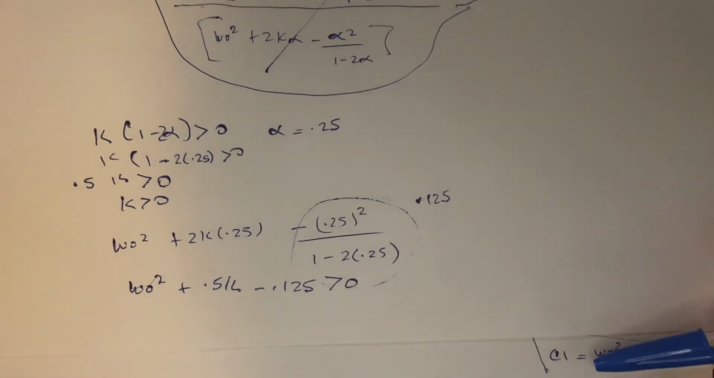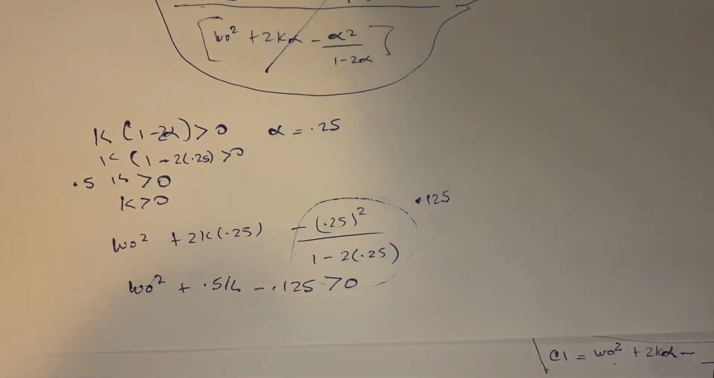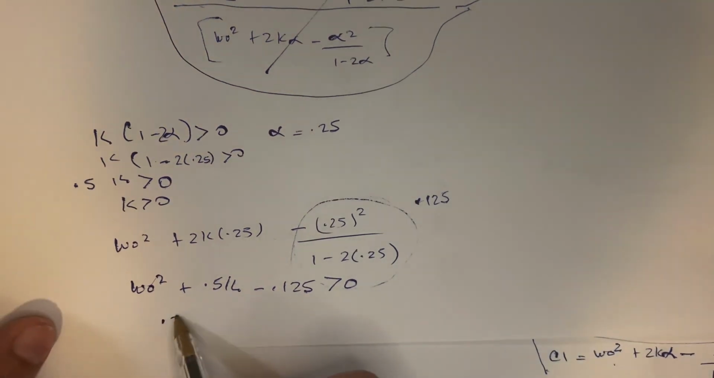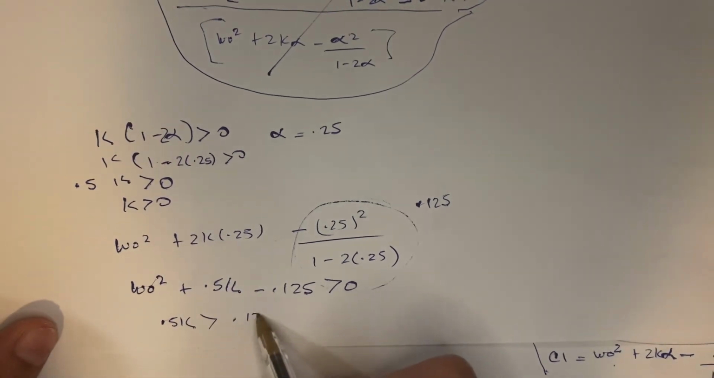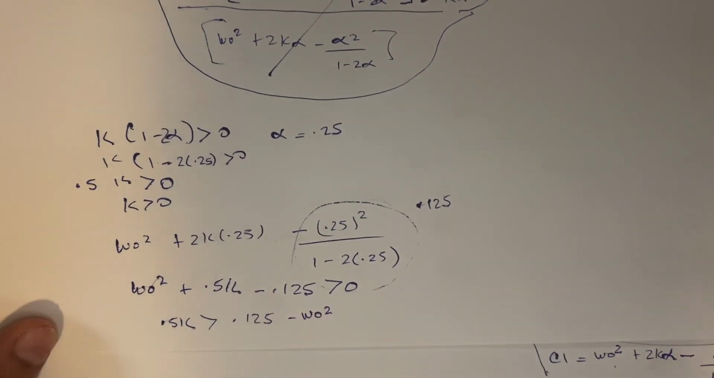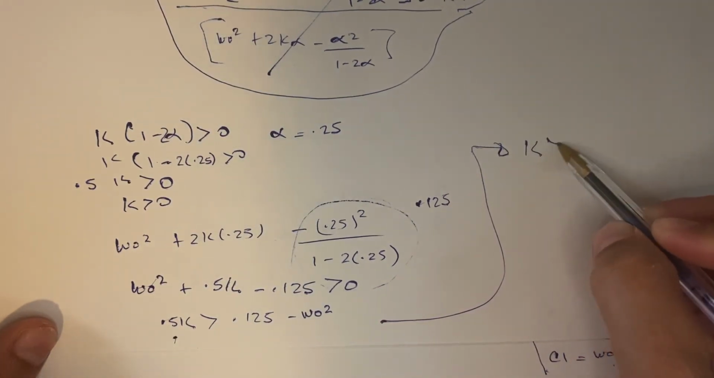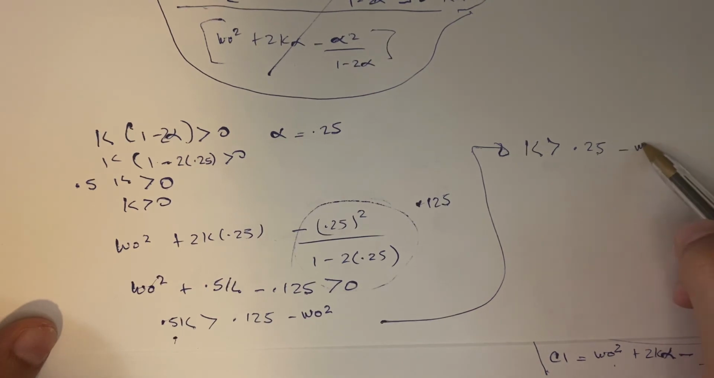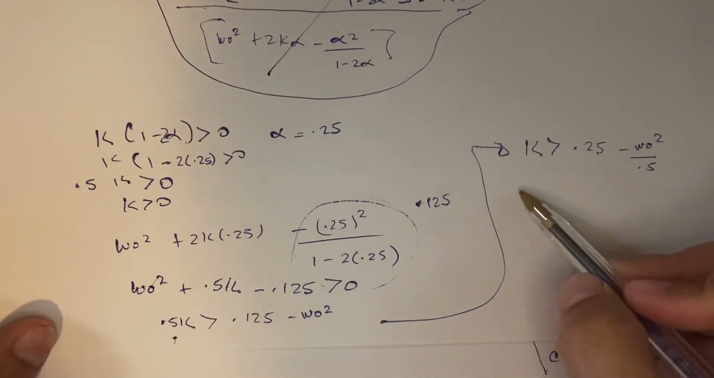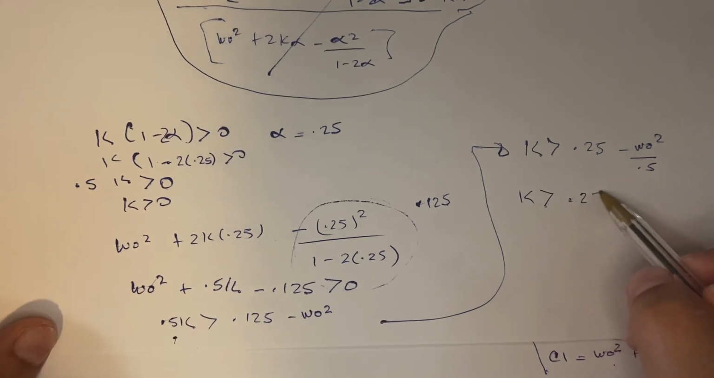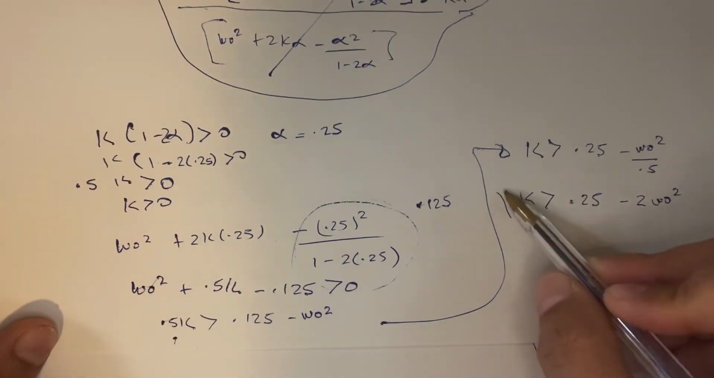So let's solve for this equation here. If we want to find k, let's move some of the terms to the right. So 0.5k has to be greater than 0.125 minus w0 squared. And we just have to divide by 0.5 to get k, so let's do that over here. K has to be greater than 0.125 minus w0 squared over 0.5, which also equals k has to be greater than 0.25 minus 2w0 squared.